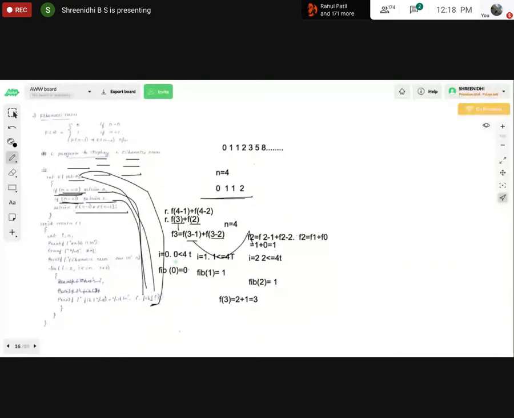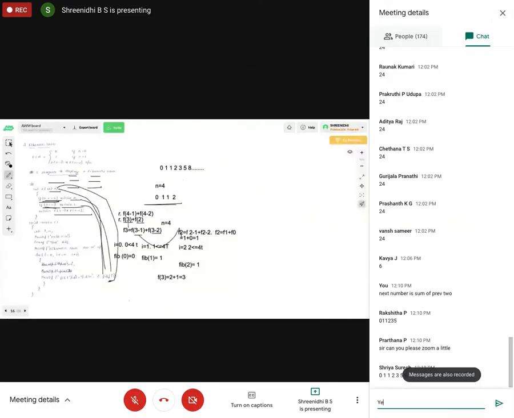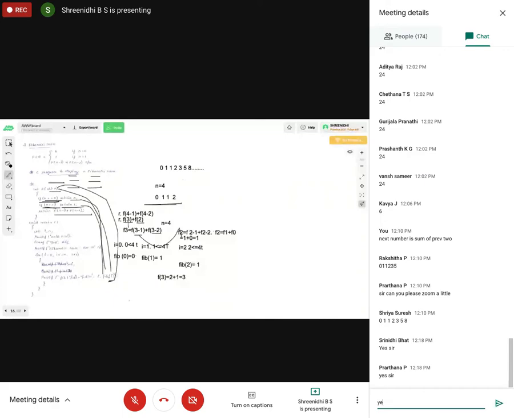Understood? Fibonacci series and factorial of a number, everyone understood? Yes or no? So the next one is a very, very important topic, Tower of Hanoi. Before going to that, I want this to be clarified. If you have any doubts, tell me, I'll explain once again.